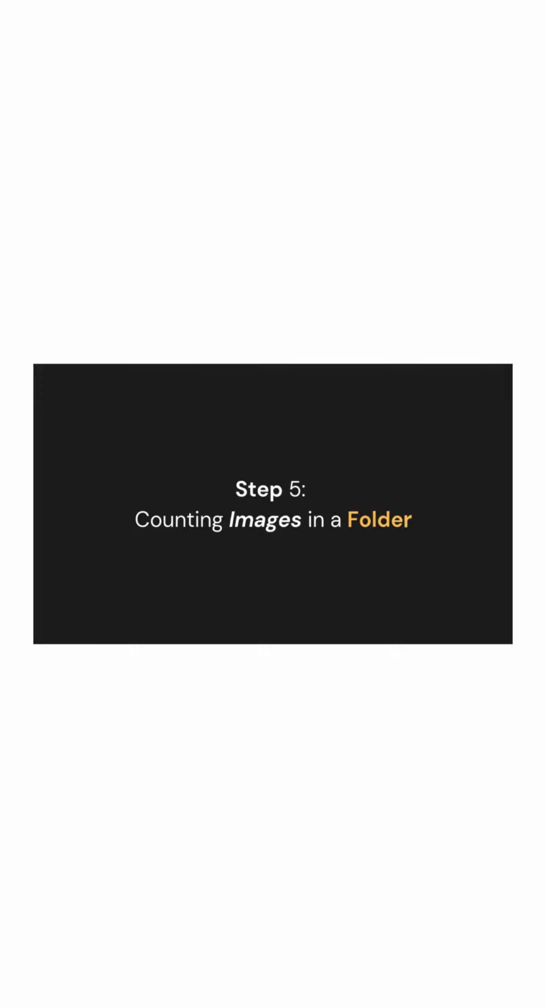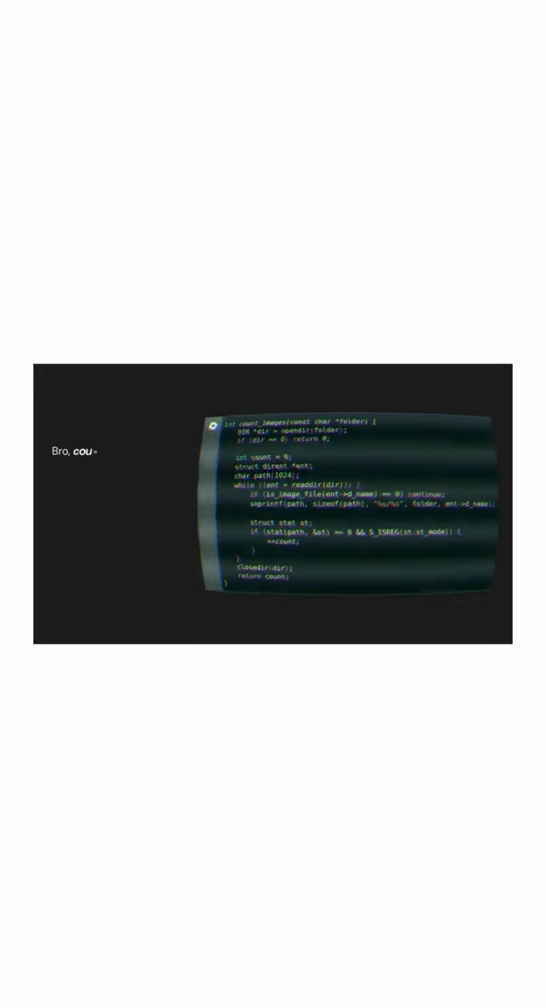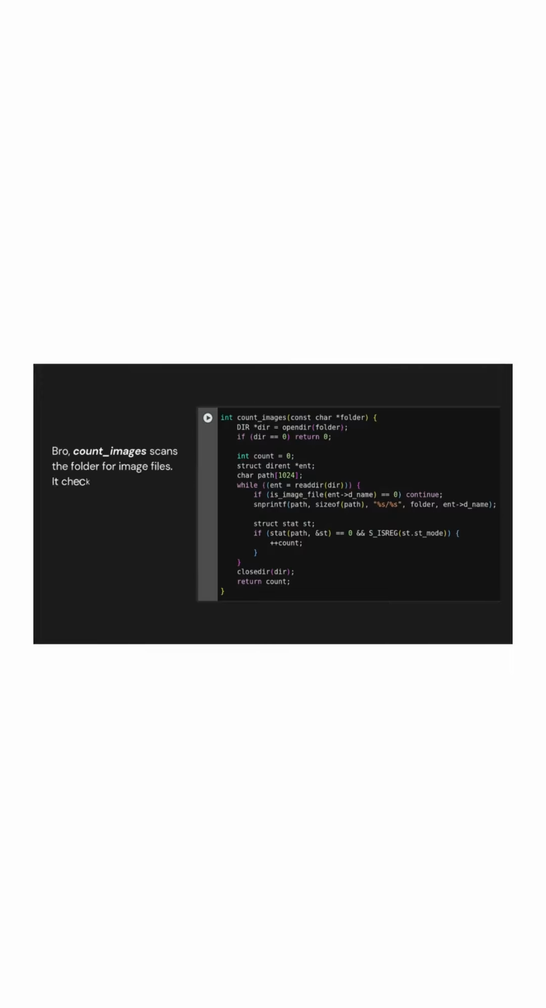Step 5. Counting images in a folder. Bro, count images scans the folder for image files. It checks each file with isImageFile for validity. If the file is a real image, the counter increases. Finally, it returns how many images are available.